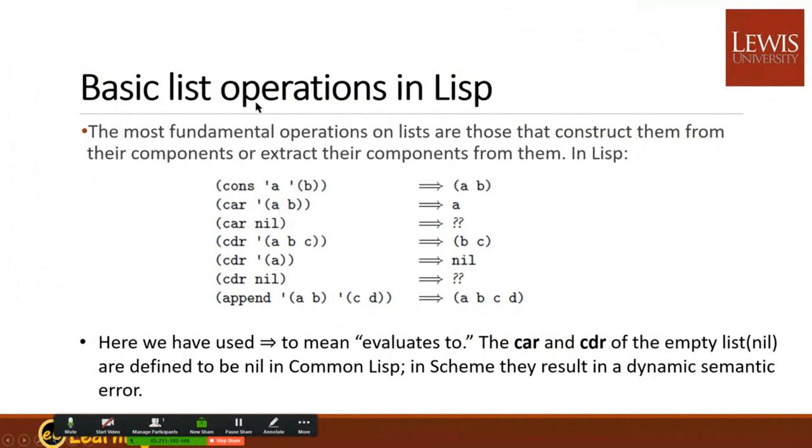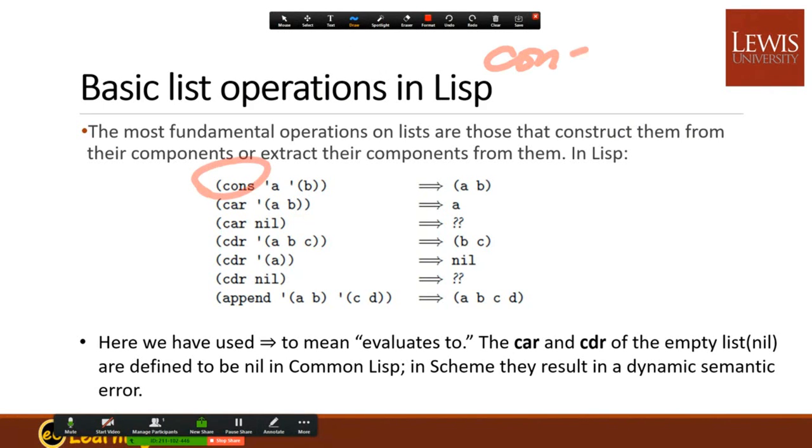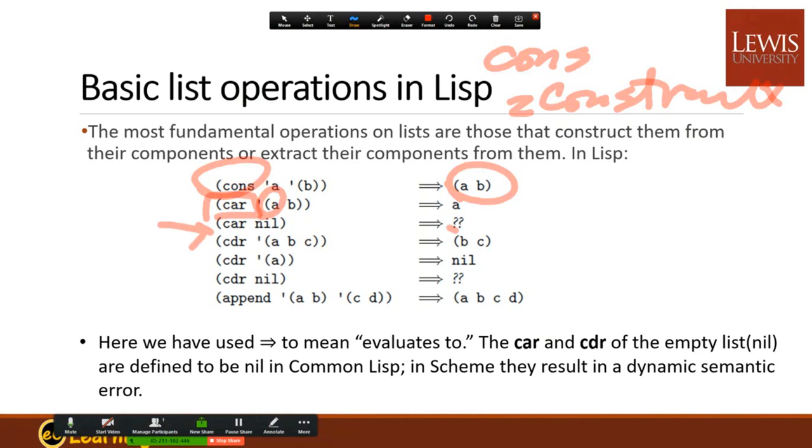So basically, list operation in Lisp, you have a cons function that constructs a list. So list cons means construct. You build a list, and it becomes something like this. Car function, you get the leading element. Car of nil, you get nothing. And CDR, you get the rest of the list, not including the first one.